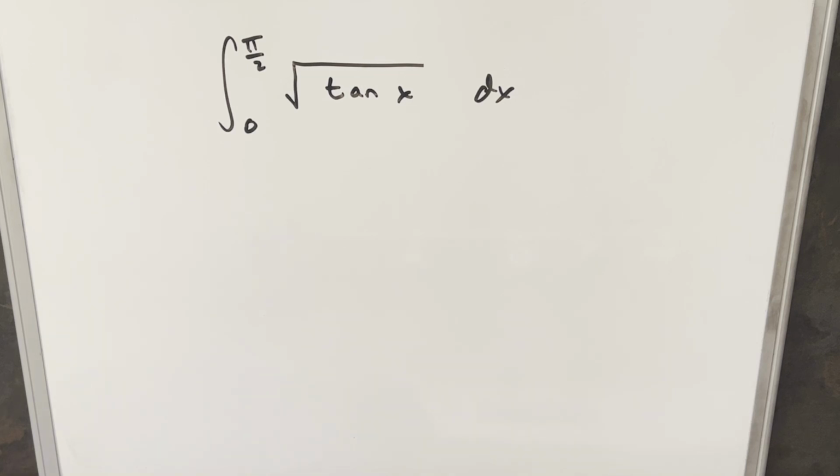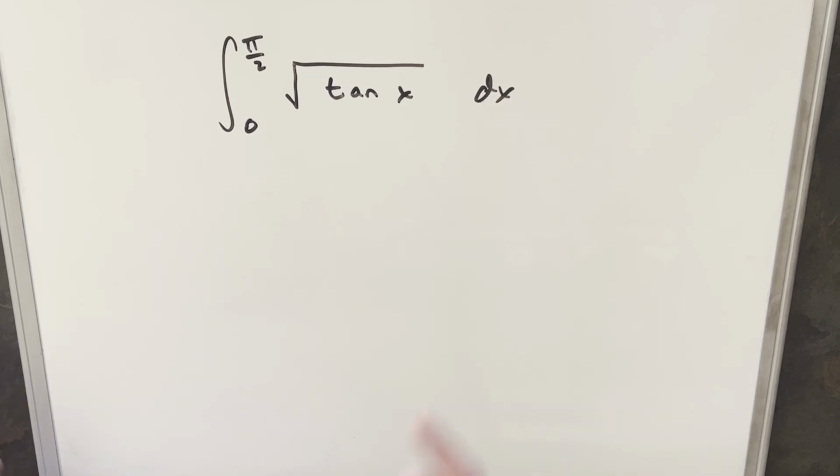Hey, we have here today another integral on the board. We have the integral from 0 to pi over 2 of the square root of tan x dx. And I know I've done something really similar to this. I can't remember if I did it as an indefinite integral or if I had different bounds, but I thought I'd still do this problem, just do it a different way.